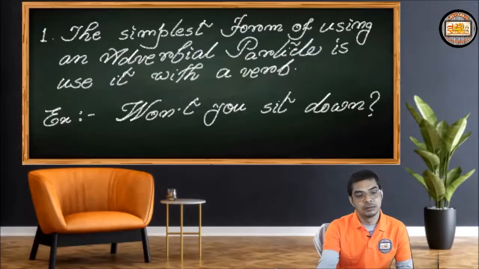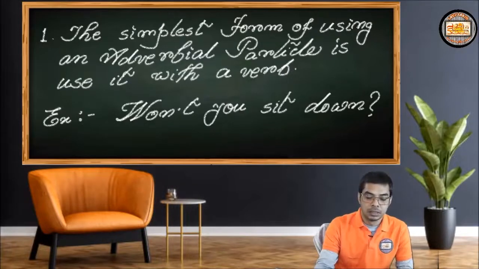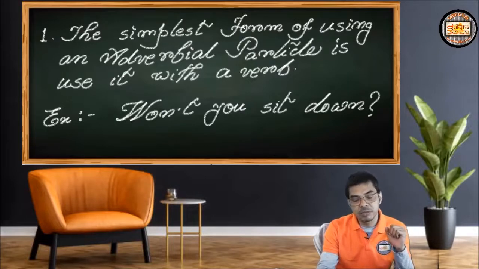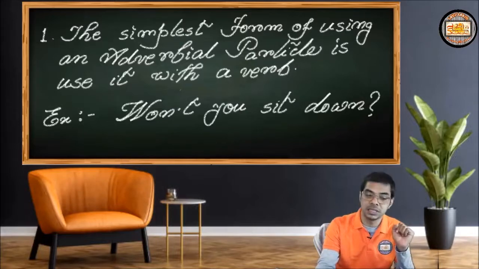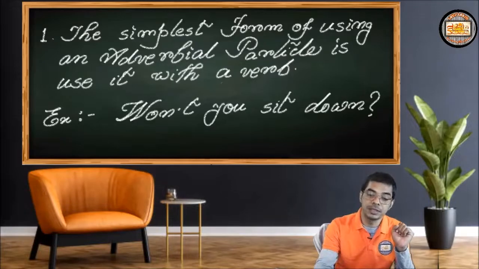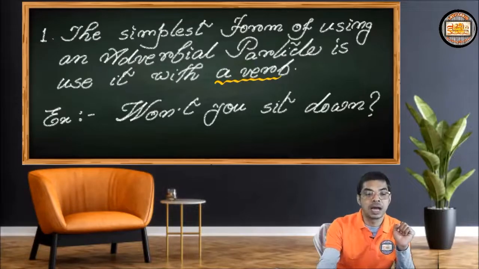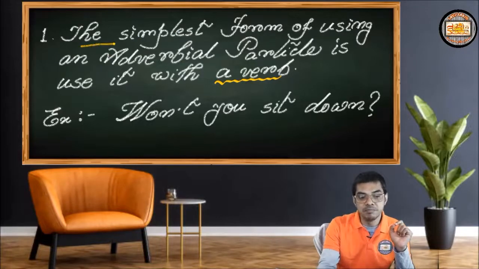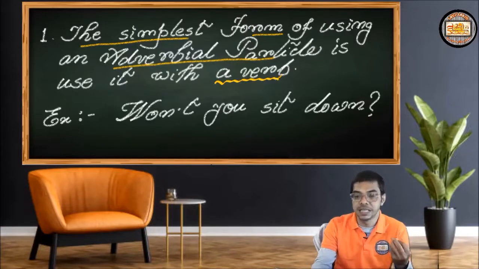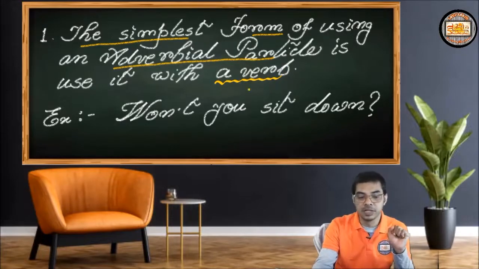So let's begin with the first rule connected with the formation of sentences using adverbial particles. Yes dear friends, the simplest form of using an adverbial particle is to use it with a verb. We are talking of the very basic thing: to use it with a verb. There's also an example.